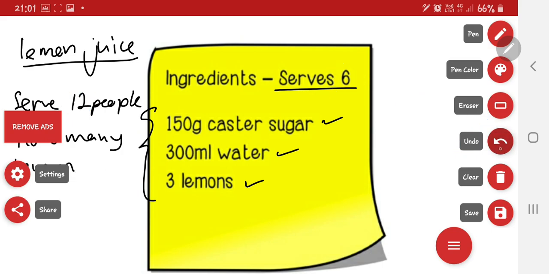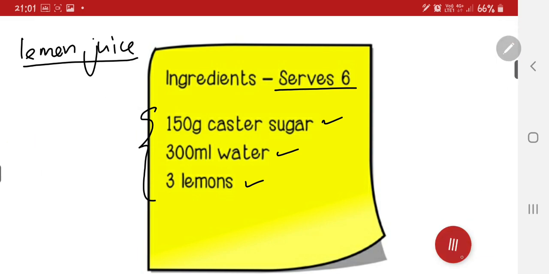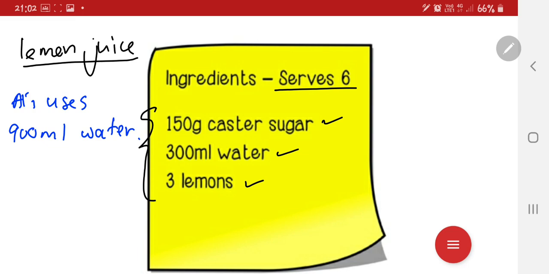Now using the same question, let's see another one. I don't want to use the lemon. Now let's say it asks you, Ali uses 900 ml of water. How many people is he serving?